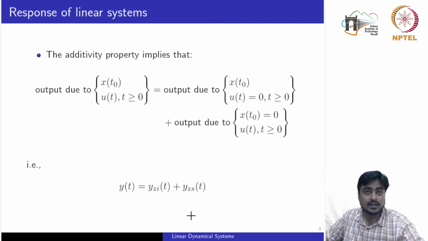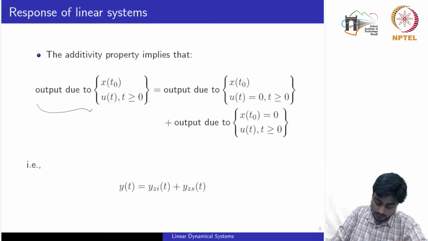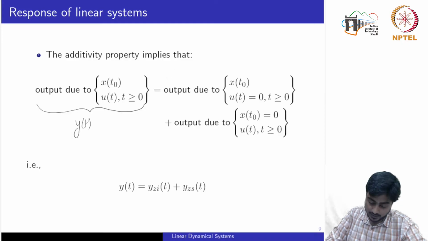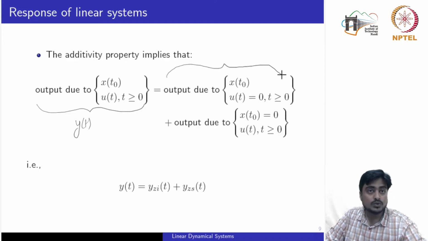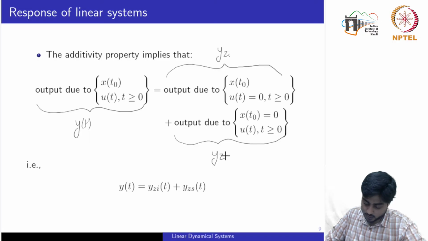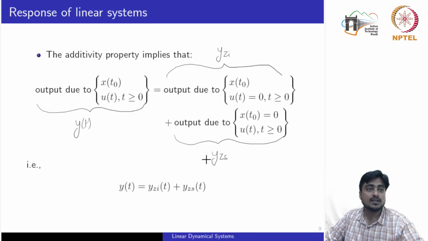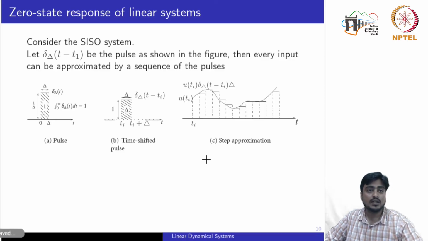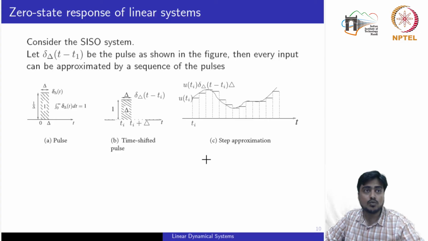So now if I combine these two responses owing to the superposition property, then the complete output due to x(t0) and u(t), which we define as the total response of the system, is the output due to the zero input, that is y_zi, plus the output due to when we put the state equal to 0, so the total response is basically the summation of y_zi and y_zs. Now first we will see the zero state response of the system, and later we would combine both the responses into one through the state space representation.